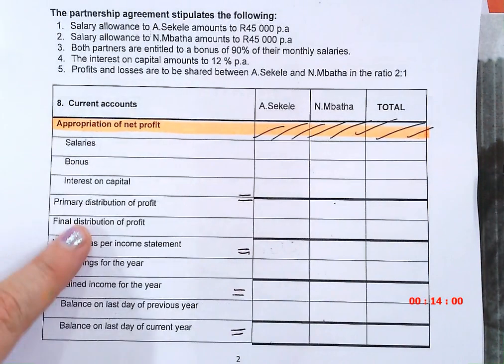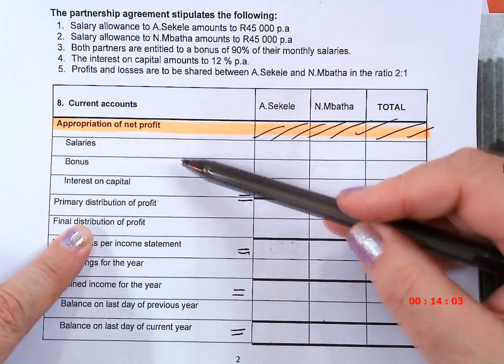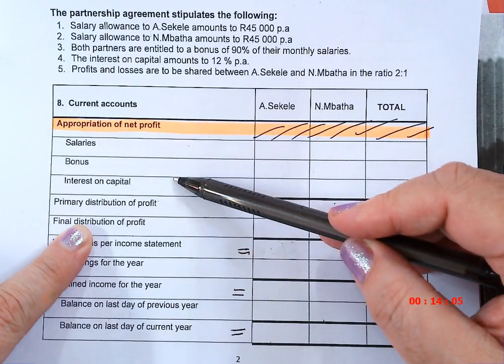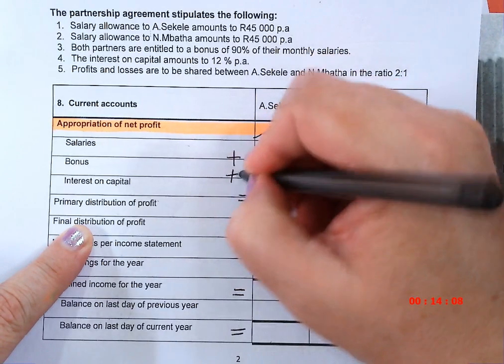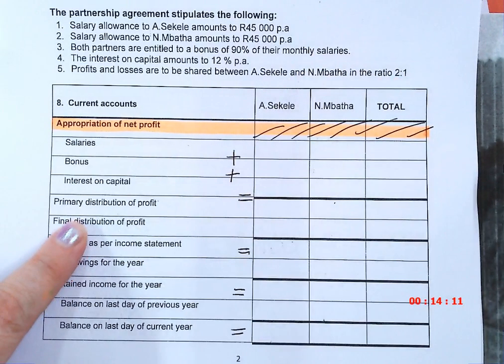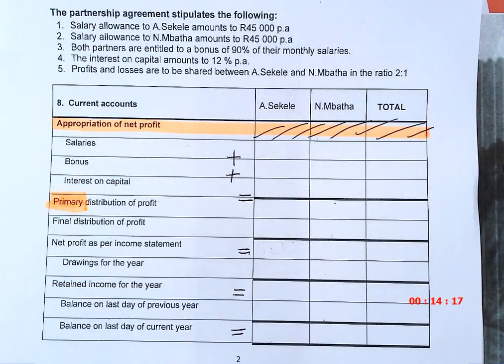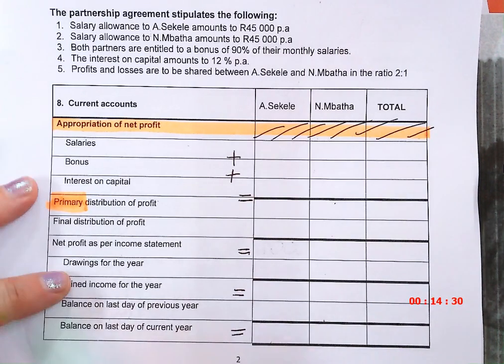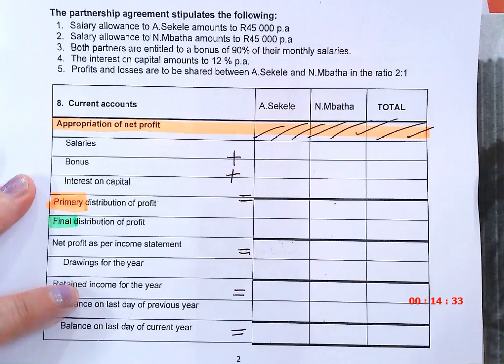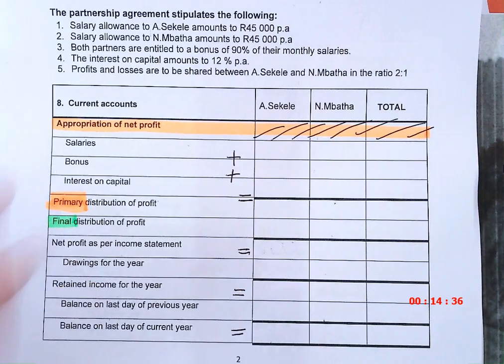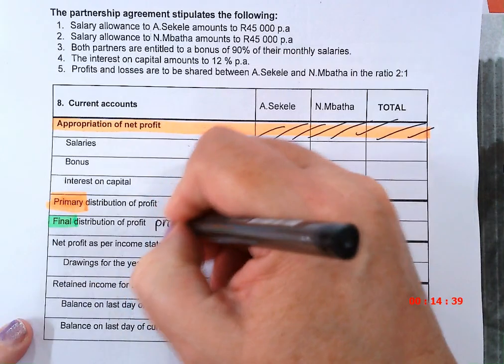Now, can you see they say salary, bonus, interest. I'm going to add those ones, and it's going to give me what I call my primary distribution. Meaning, the partner is going to get that money, it is available to him. Doesn't matter if we make a profit or a loss. Okay. Then, I need you to see something. The next one says final distribution. Now, the final distribution is that part of the profit that's left over.